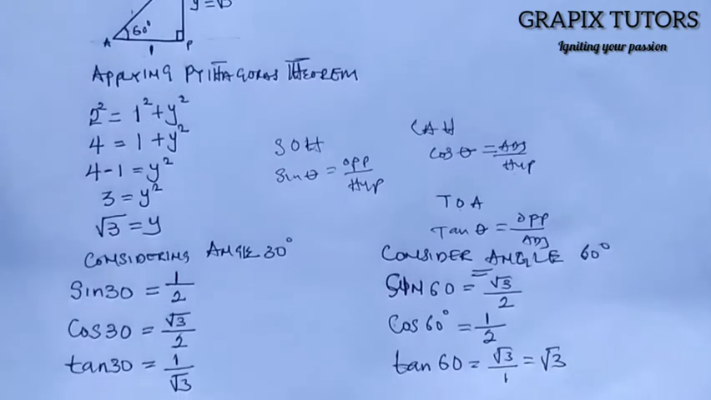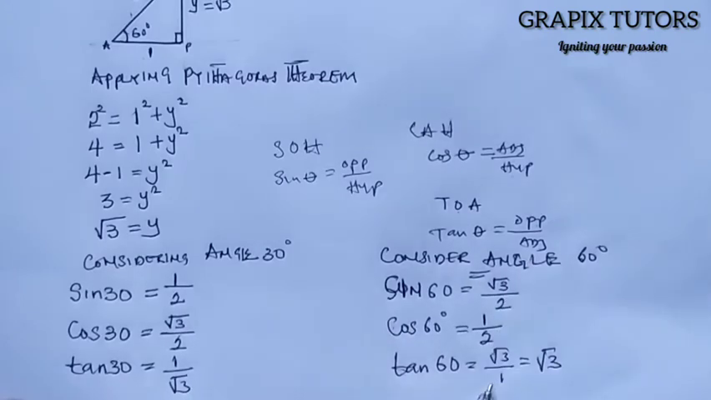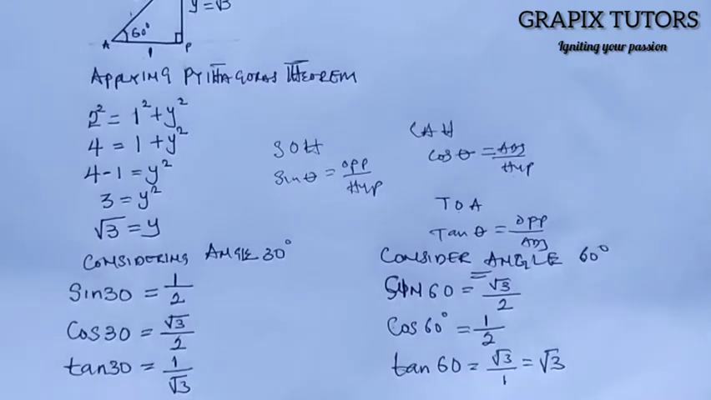So this is what we're having when you consider the 30 degree and when you consider 60 degree. Now there's something that is missing here. That is our angle 45 and angle 90.